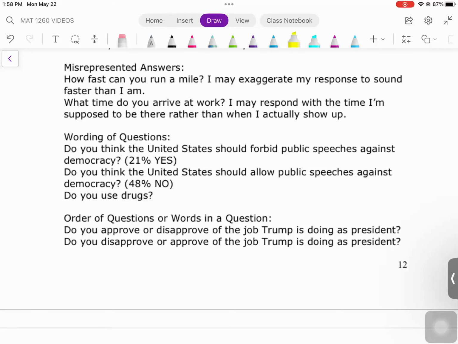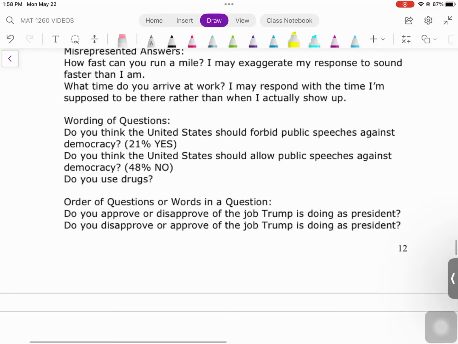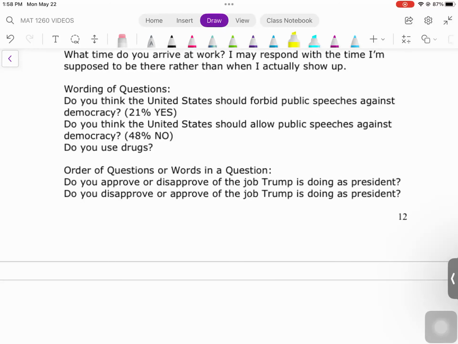Order of questions, or the words in a question: Do you approve or disapprove of the job Trump, now Biden, is doing as president? Versus, do you disapprove or approve of the job Trump or Biden is doing as president? By putting approve or disapprove first, you might yield certain responses.